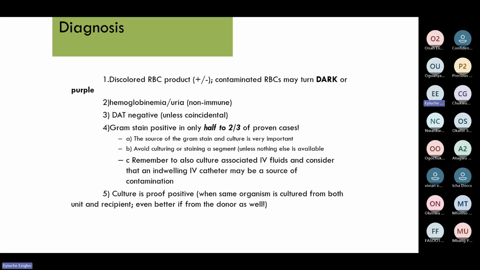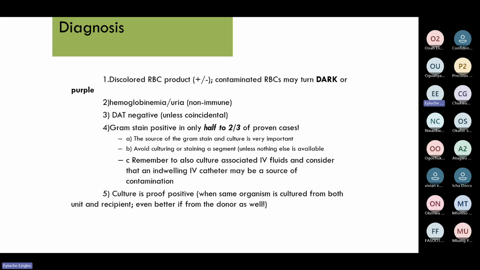Gram stain is positive in only half to two-thirds of proven cases. Gram stains identify the causative organisms. When we stain the blood, we can identify some gram-positive organisms. But the source of the gram stain and culture is very important. Is it from the bag? Is it from the line of the blood bag? Is it from the patient? So avoid culturing or staining a segment unless nothing else is available. Remember also to culture associated IV fluids and consider that an indwelling IV catheter may be a source of contamination.